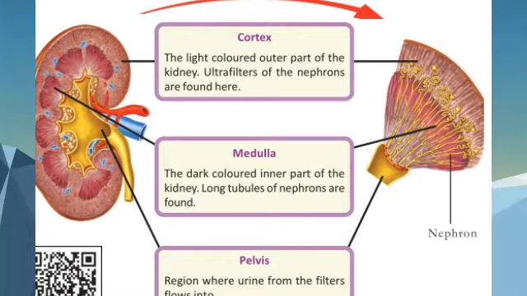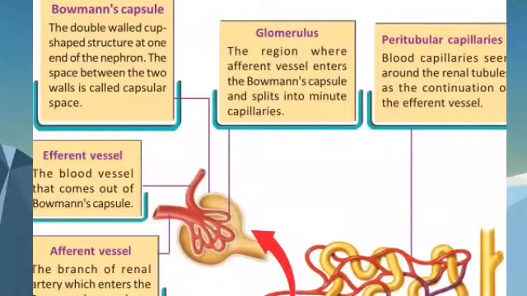Lakhs of microscopic filters are found inside it. That is called a nephron. We can study the structure of the nephron. A nephron consists of Bowman's capsule, glomerulus, and Bowman's capsule. Before that you can see the afferent vessel and efferent vessel.